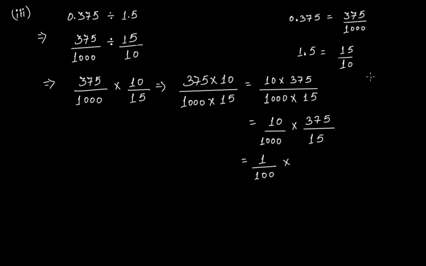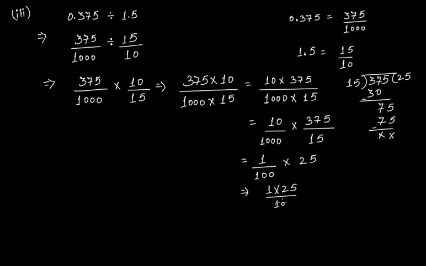If you divide 375 by 15, then 15 times 2 is 30, subtract from 37 is 7, bring down 5 to get 75, and so this will be 25. Now this becomes 1 times 25 over 100. This will be 25 over 100, and this will become 0.25.